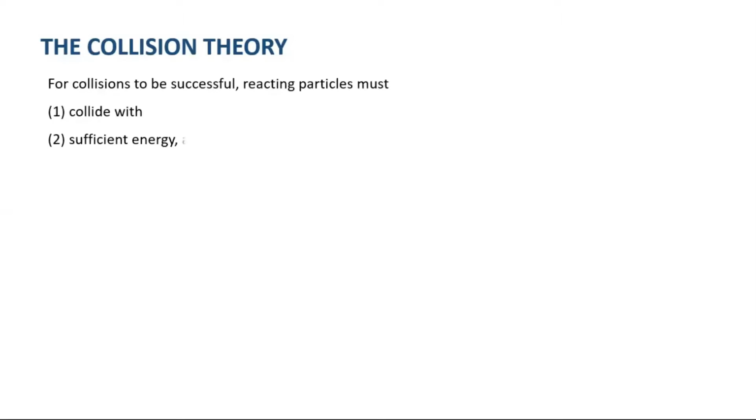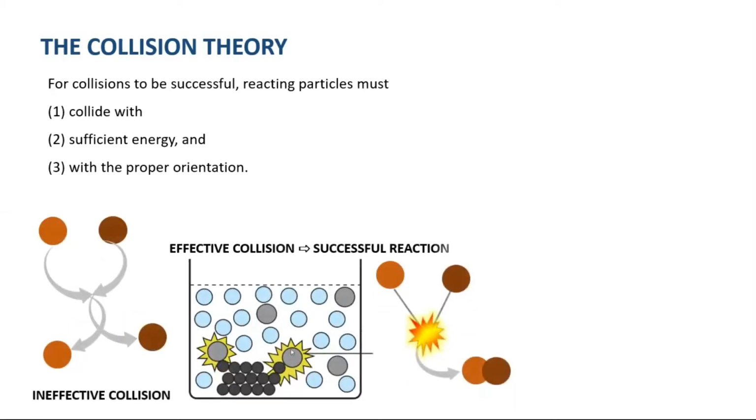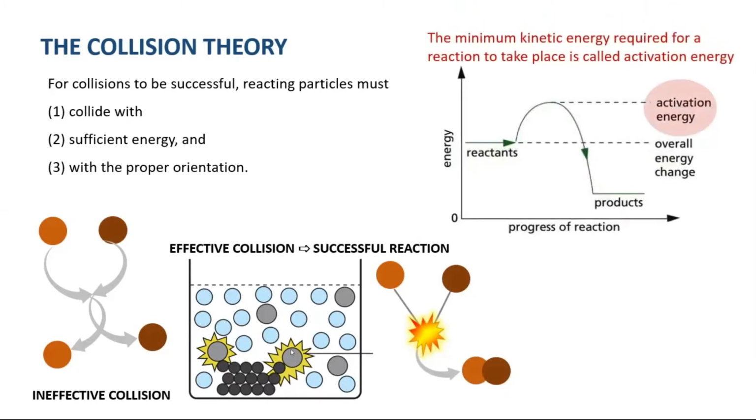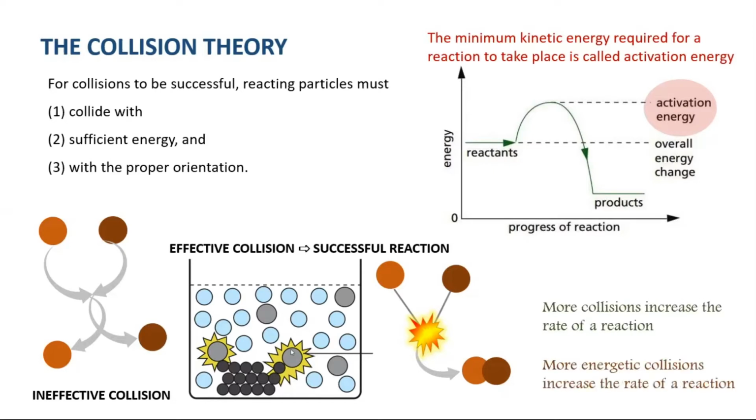We can use the collision theory to explain factors for rate of reaction. The collision theory says that successful reaction happens due to the collision of particles with sufficient energy in proper orientation. So effective collision is required for a successful reaction, and the minimum kinetic energy required for a reaction is called activation energy. The conclusion is that increased frequency of collisions or collisions with more kinetic energy will increase the rate of reaction. Let's look at the impact of surface area.